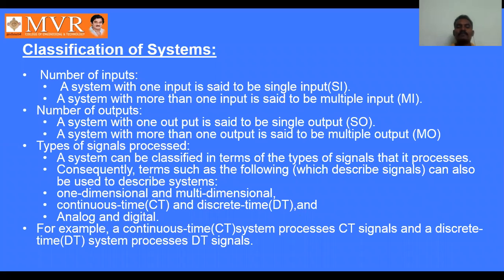We are already aware of CT and DT. CT means it is a continuous time signal, whereas here it is a continuous time system. Coming to the DT signal, it is not continuous. Here, the continuous time system can be frozen for some time, and it can be divided into equal intervals of time, so that it will become a DT signal or system.